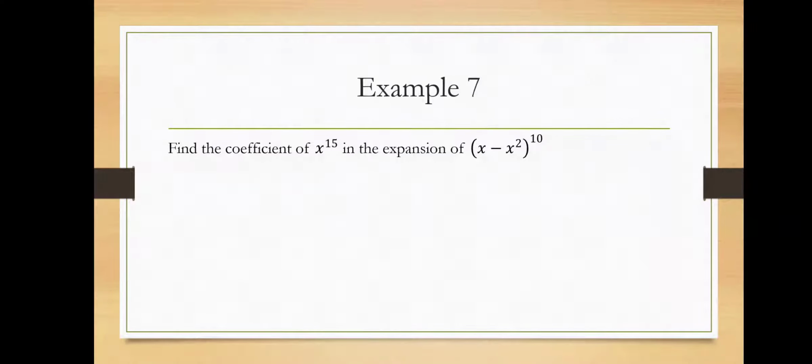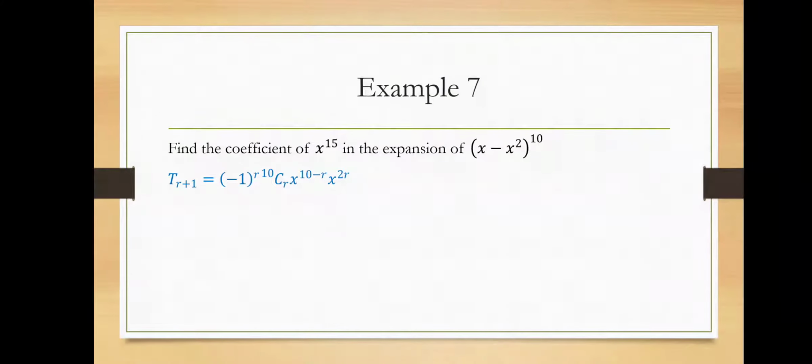Find the coefficient of x to the power 15 in the expansion of (x minus x squared) whole to the power 10. Now this question is pretty much like finding the term independent of x, but here they are specifically mentioning that the power of x is 15. So all I need to do is find the general term, club all the power of x, and then equate the power to 15. Instead of equating it to 0 in the case of independent of x, here I will be equating it to 15.